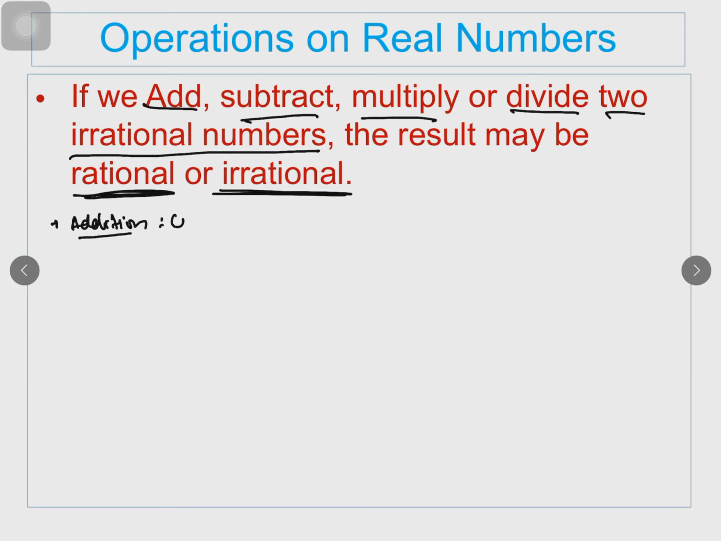Let's take one example. If you add two irrational numbers, let's take 2 plus root 3 added to another irrational number, 2 minus root 3. When you open the bracket, you will get 2 plus root 3 plus 2 minus root 3. This root 3 will be cancelled out. The result will be 4, which is a rational number.